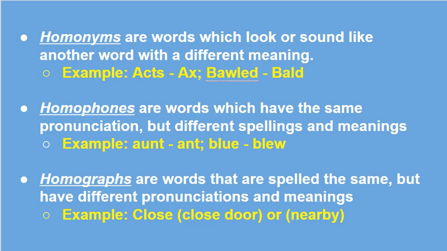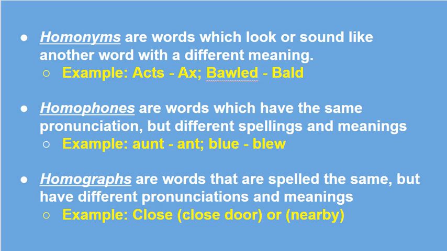A homophone is words that have the same pronunciation, but different spellings and meanings. For example, aunt. You have the aunt, which is the sister to your mother or father, and then you have the ant that crawls around outside in the dirt. How about the word blue? The color blue, or blew, like the wind blew through. That is a homophone.